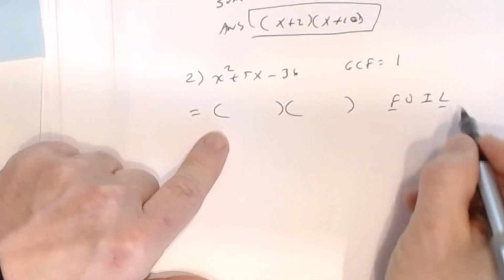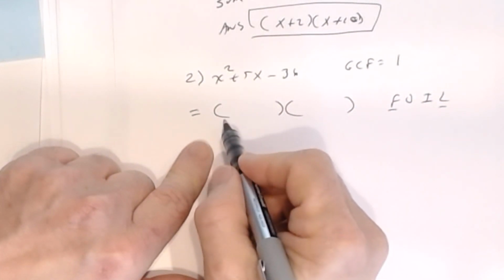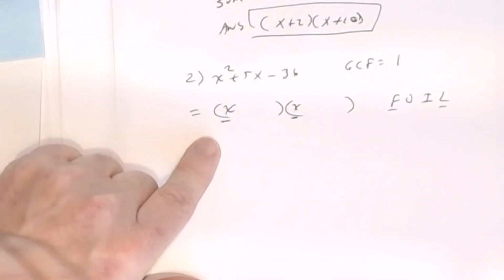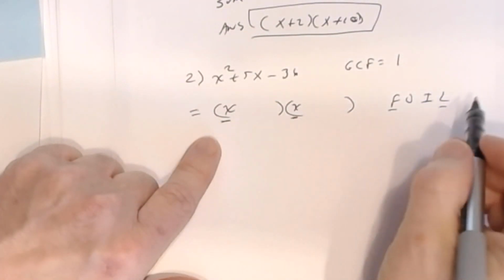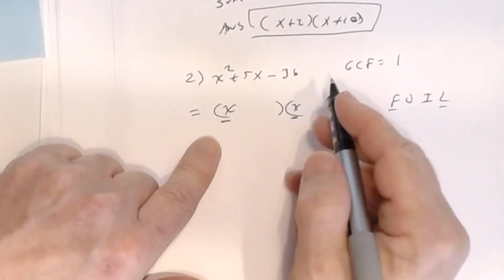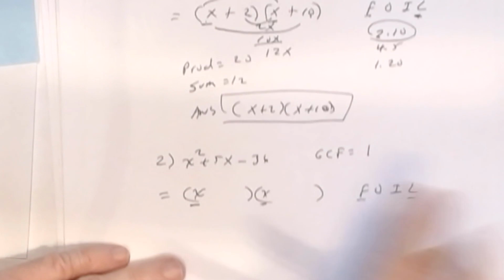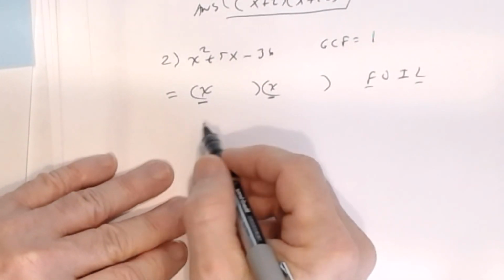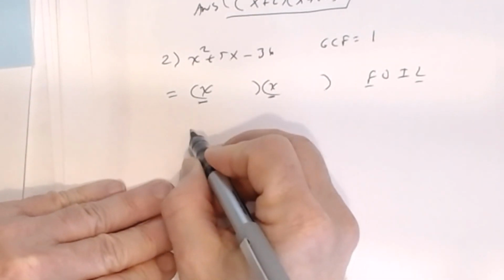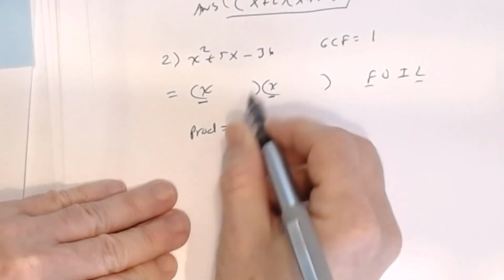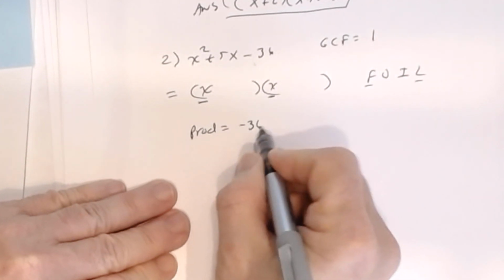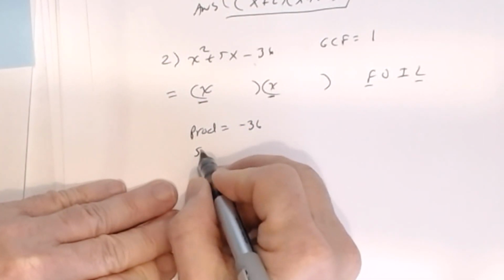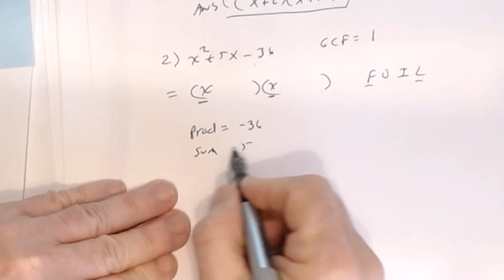Do the F and the L first. What times what is x squared? That's always easy: x times x. Now let's do the last. I want a negative 36. Remember product and sum: whenever the coefficient of x squared is 1, that's the easy kind. I want my product to be negative 36, and they always keep the sign, and I want my sum to be a positive 5.